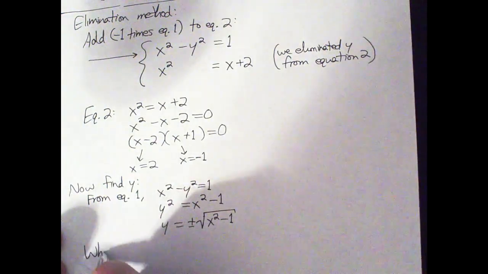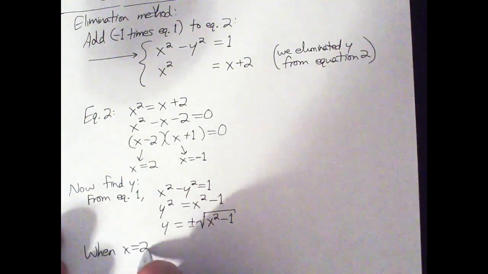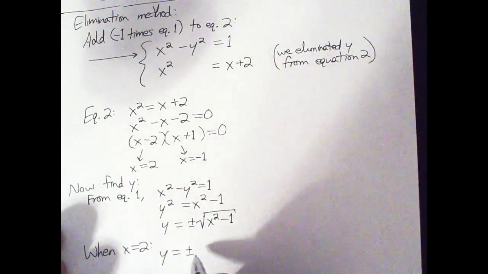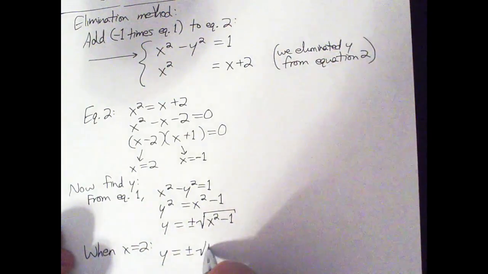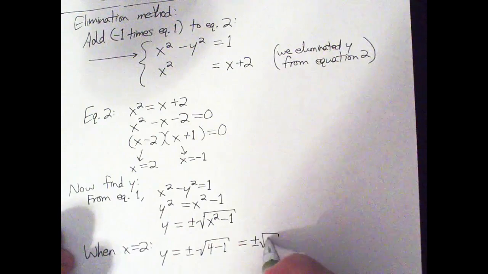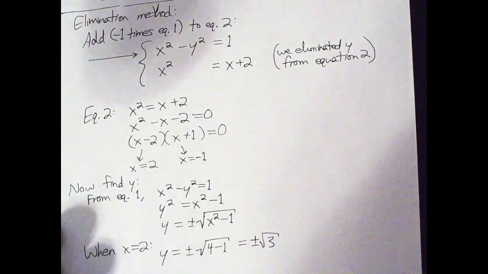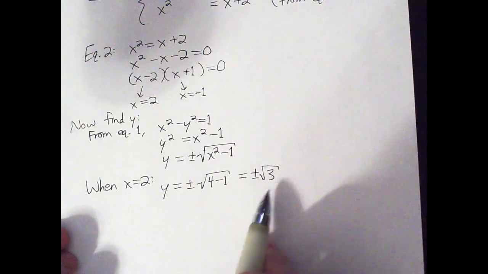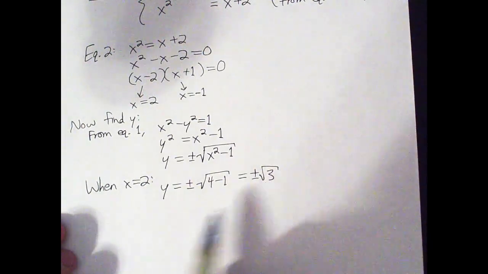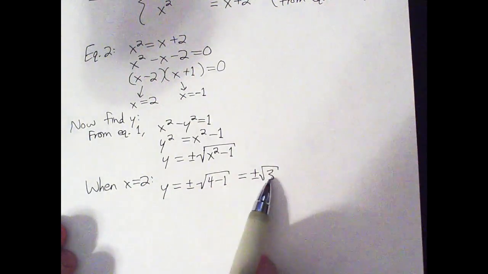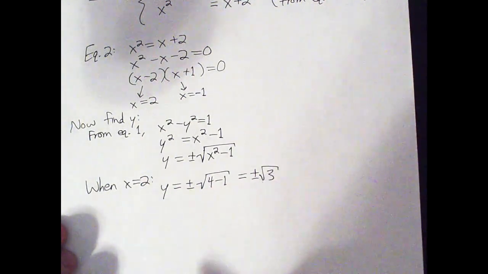Now I said, all right, what happens when x is 2? When x is 2, I get plus or minus the square root of 4 minus 1. So I get plus or minus the square root of 3. That's two different y values. So when x is 2, we get y equals square root of 3 or minus square root of 3.